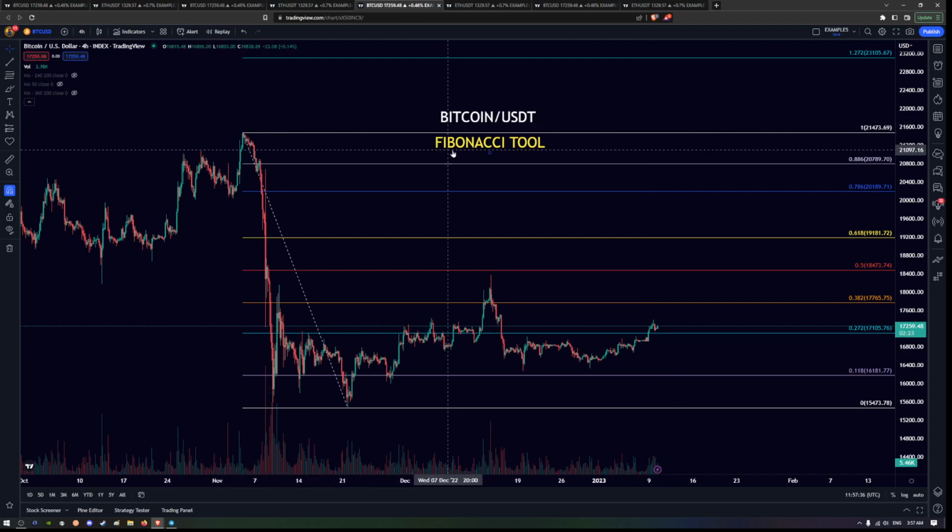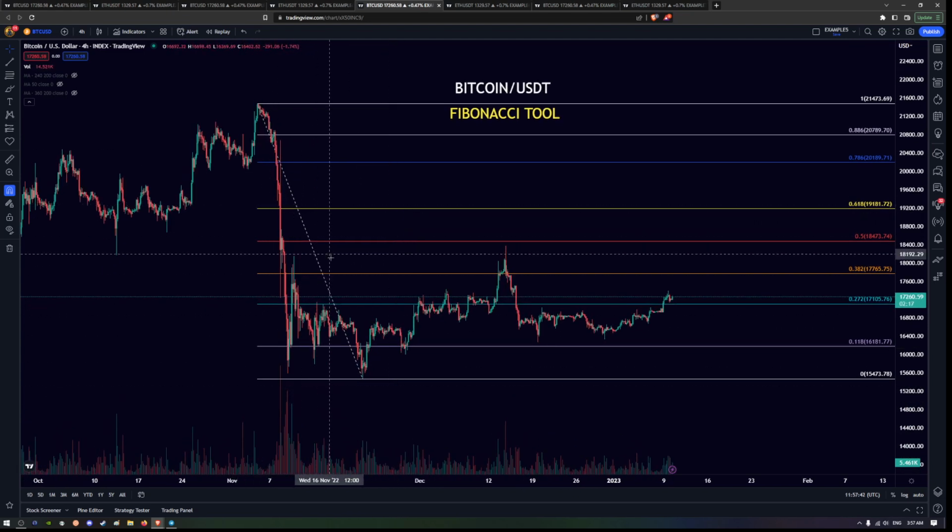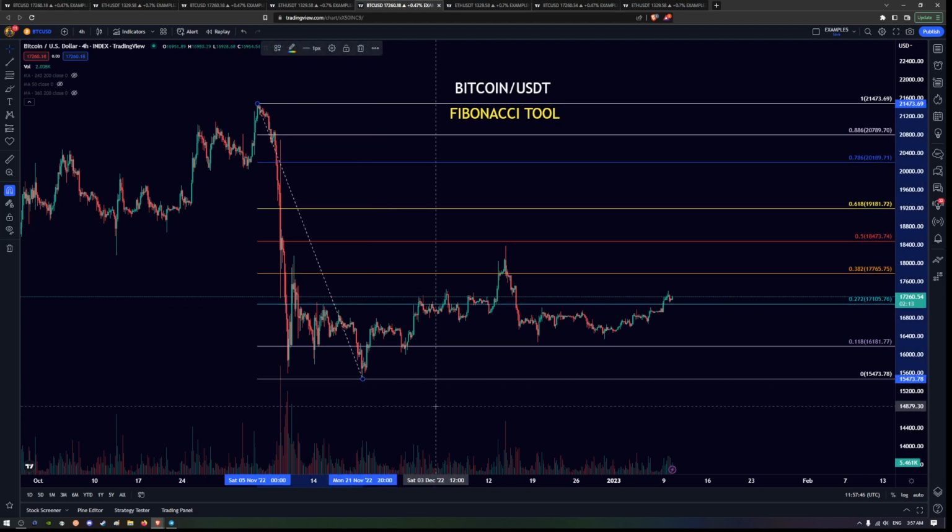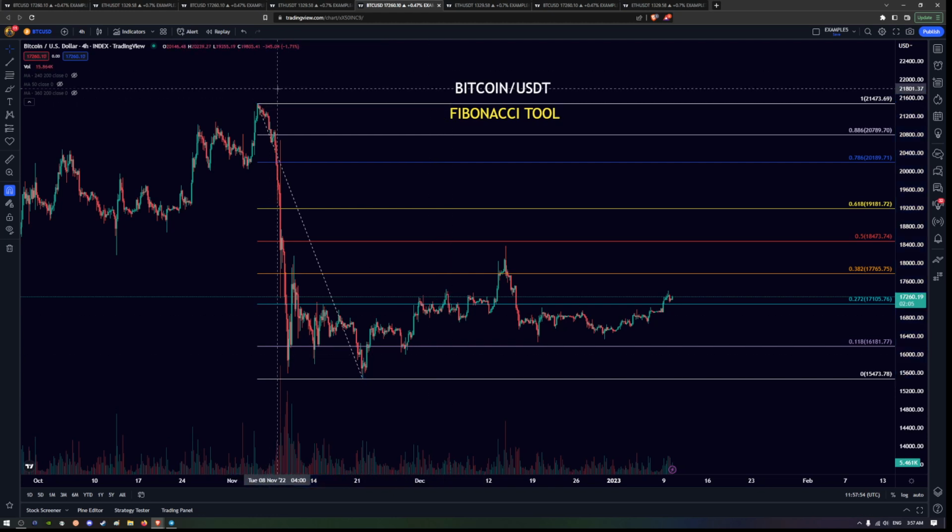So for a Fibonacci tool, you always want to pull from the top of your range down to the bottom of the range. I'm usually pretty specific about using the wicks. Sometimes if you're using smaller cap coins, you're going to get wicks that are extremely long and they don't really make sense. It's really your best judgment to which one you want to use. So for this case, for Bitcoin, it's fairly stable. I would just use the extreme top and the extreme bottom.